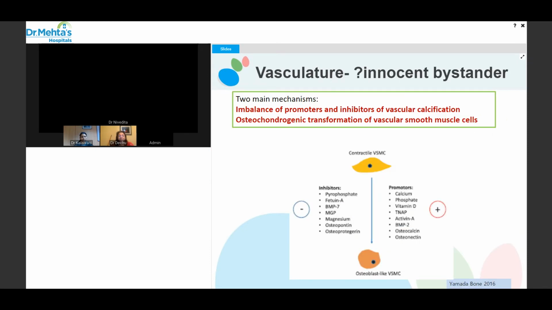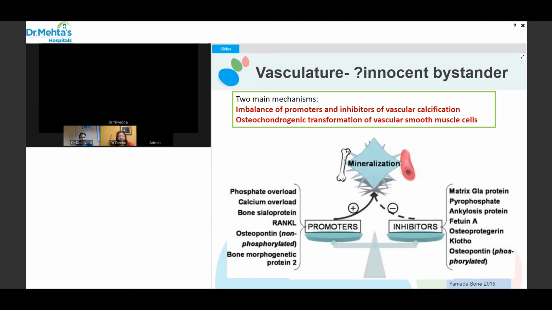Coming to the vasculature, is it just an innocent bystander that is taken over by this deluge of abnormal biochemical parameters that is happening in the circulation? The two major mechanisms that are occurring in the vasculature are the osteochondrogenic transformation of the vascular smooth muscle cells and an imbalance between the promoters and inhibitors of vascular calcification. We've discussed most of these, so I'll just go to the next slide.